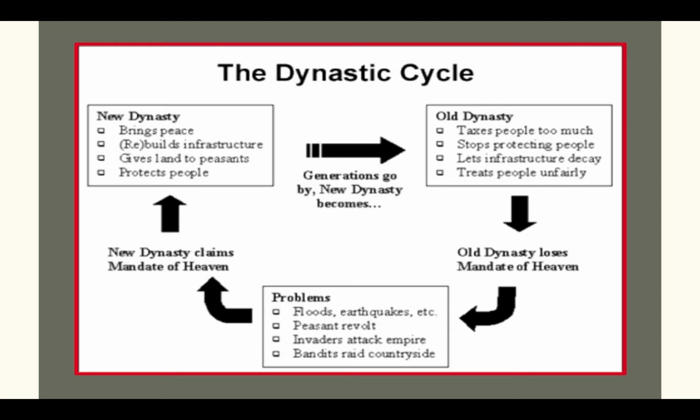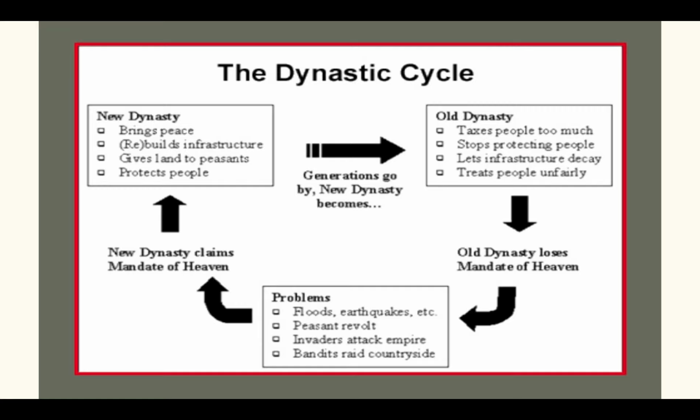Every dynasty starts out new and fresh, ambitious young rulers who take power oftentimes through military means. They bring peace, they rebuild infrastructure, they have grand construction projects, they give land or redistribute land to peasant populations, they protect the people. Generations go by, and that new dynasty is no longer new. They become the old dynasty.